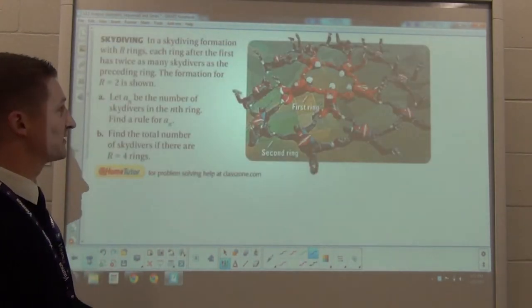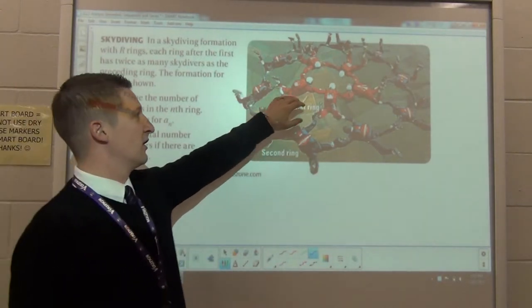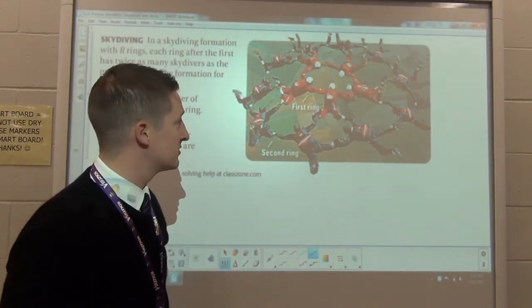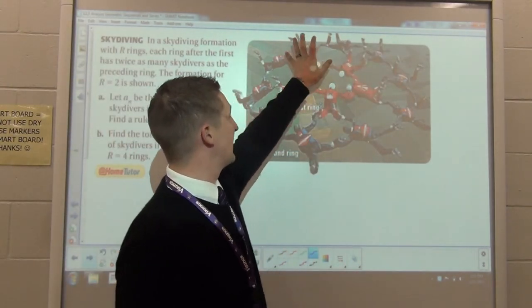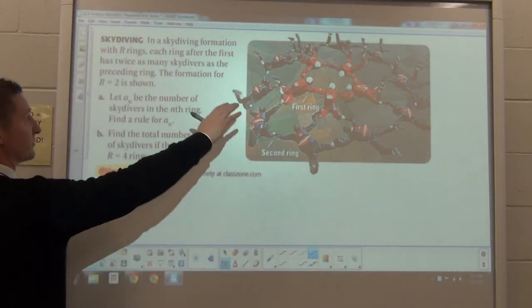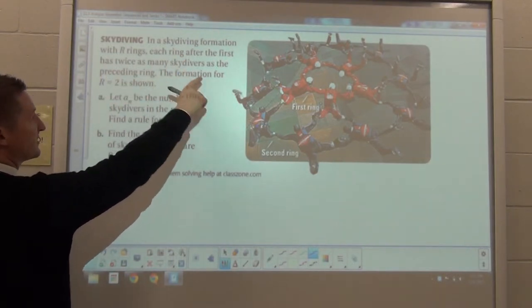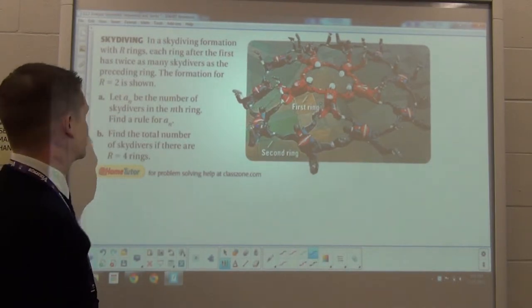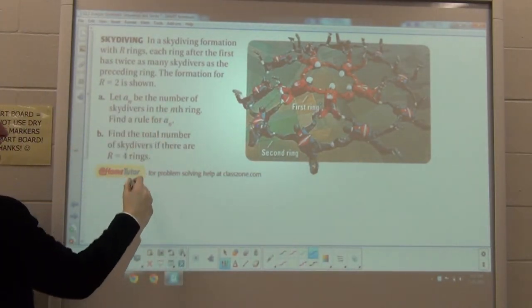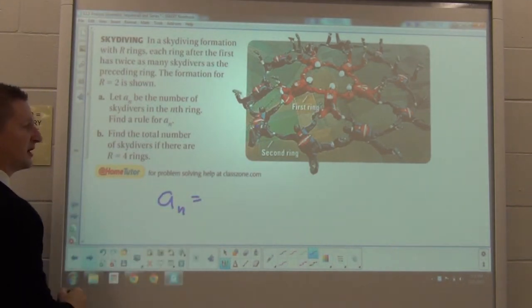This word problem, we've got a bunch of skydivers in formation. So in the first ring, there are 1, 2, 3, 4, 5 skydivers. In the second ring, there's 1, 2, 3, 4, 5, 6, 7, 8, 9, 10 skydivers. It looks like we're told that each ring after the first has twice as many as the preceding ring. Okay? So if that's the case, let a sub n be the number of skydivers in the nth ring. Find a rule for a sub n.